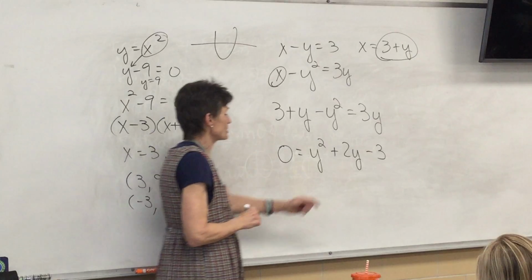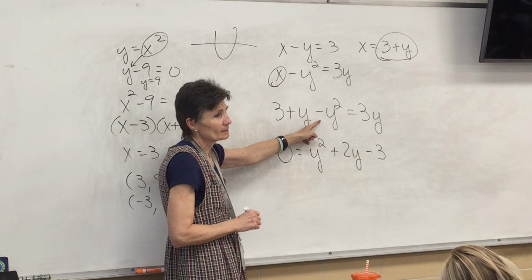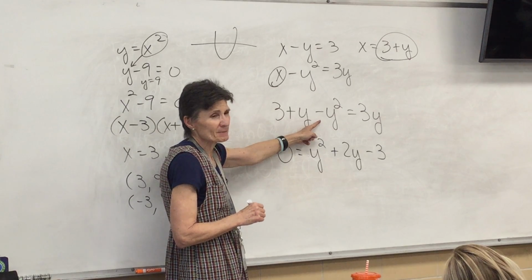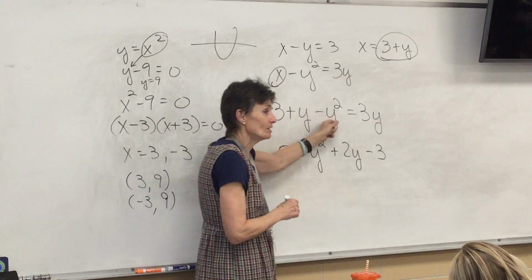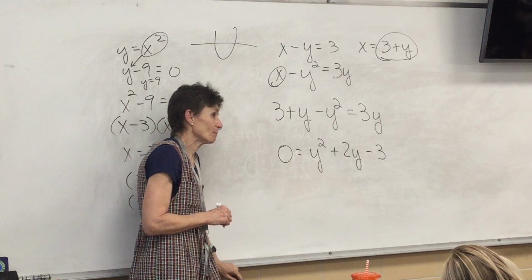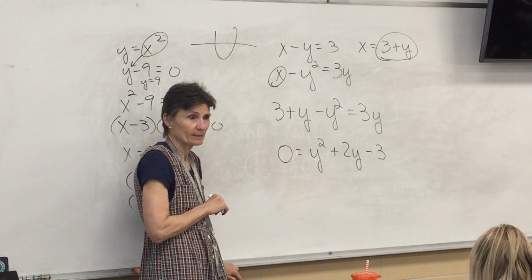Why didn't you just subtract 3y? Because then my y squared is negative. And I'm a math teacher and I'm 63 years old, but I just don't like to factor when my y squared is negative. I like to have a positive. It's a Lisa Ford personal problem. Do whatever you want. Just get the answer, right?